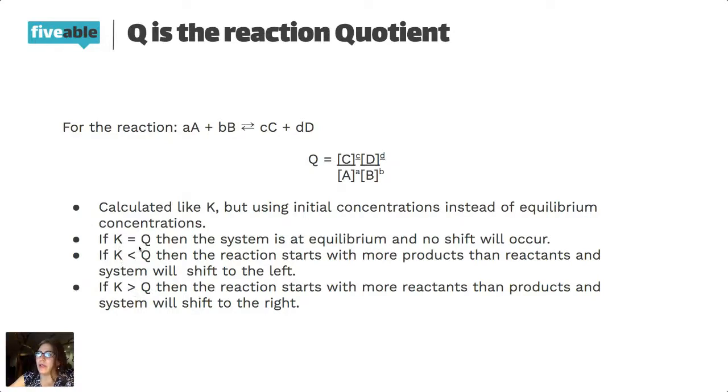So if they're equal, then it means that the system is already at equilibrium, so no shift will occur. If K is smaller than Q, then the reaction starts with more products, because the numerator is bigger, so the system will end up shifting to the left. And if the contrary, if K is greater than Q, then the reaction starts with more reactants than products, and the system will shift to the right. This is going to be very useful again in the ICE tables.